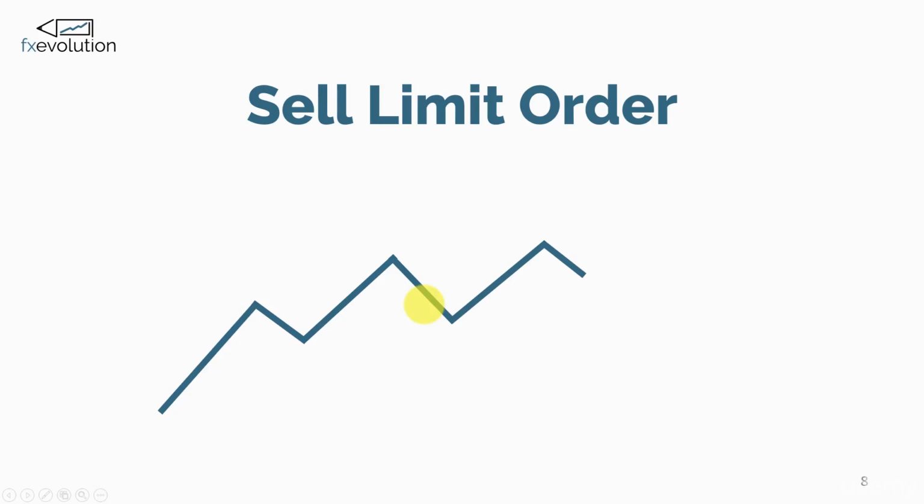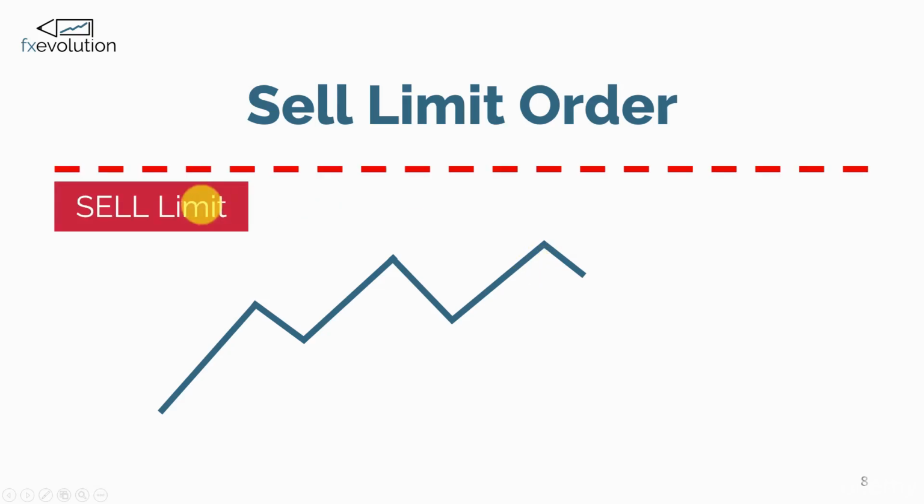So let's now look at sell limit orders. Here we have the same chart of an increasing market. What if we believed the market was going to increase a little bit further, but then it was going to come down, but we weren't going to be in front of the charts at this period of time? We could place what we call a sell limit order.